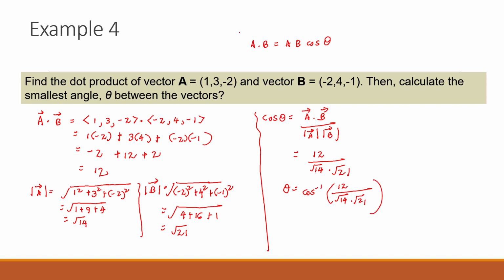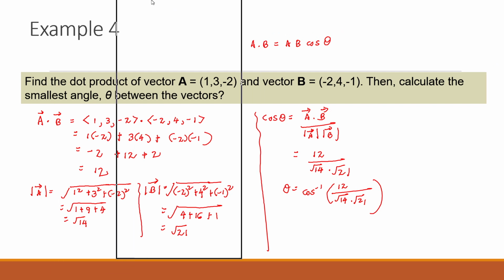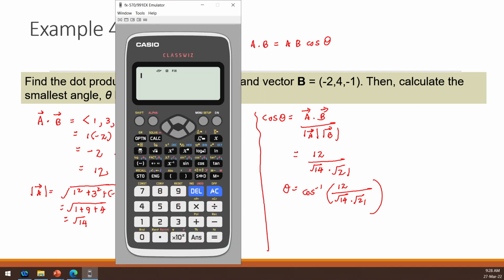Okay, where's the calculator just now? Okay, on your calculator, make sure it is in radian mode. Shift cos, then 12 divided by root 14 times root 21. Or you can combine it in one root also.